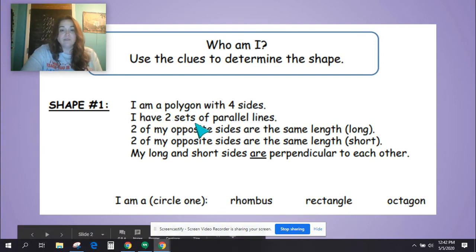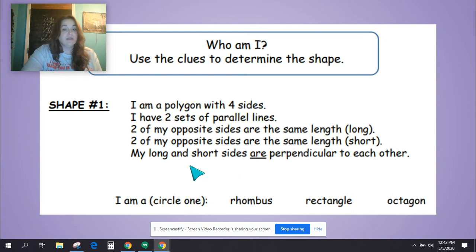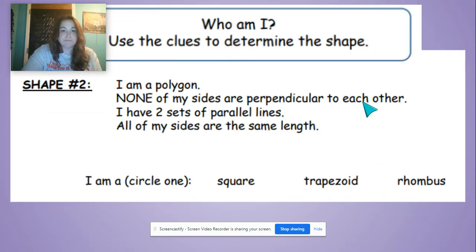So now I have 2 sets of parallel lines. 2 of my opposite sides are the same length long. 2 of my opposite sides are the same length short. My long and short sides are perpendicular to each other. I bet you already know which one that is. Pretty easy. Okay, let's look at the next problem.